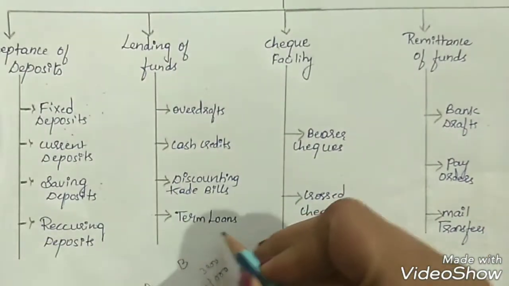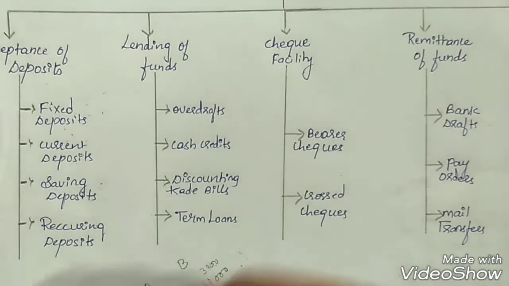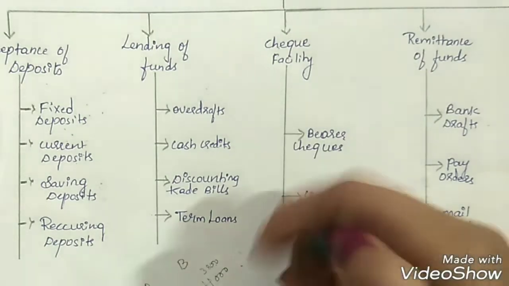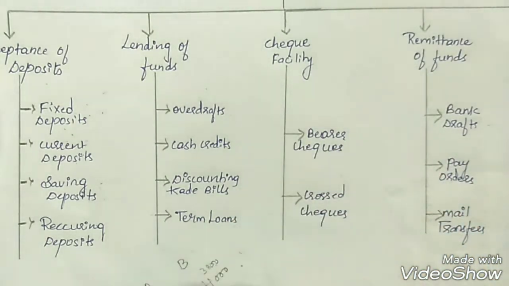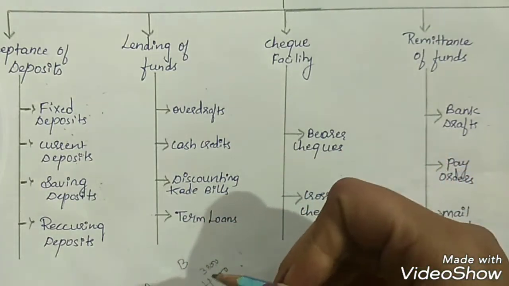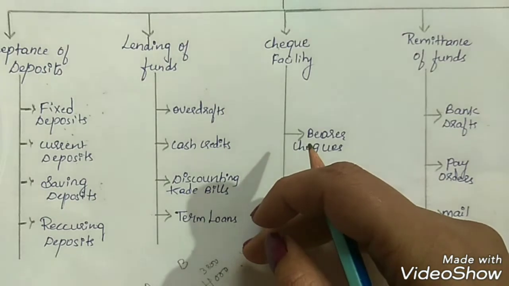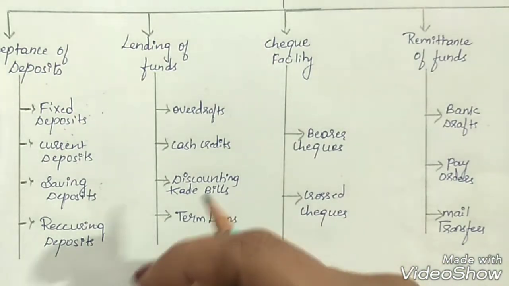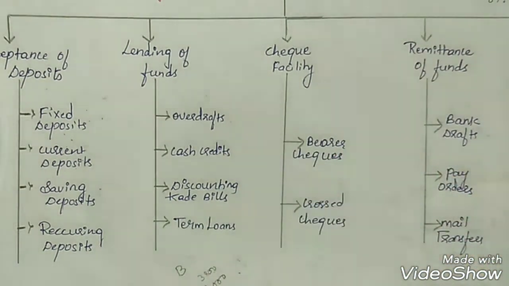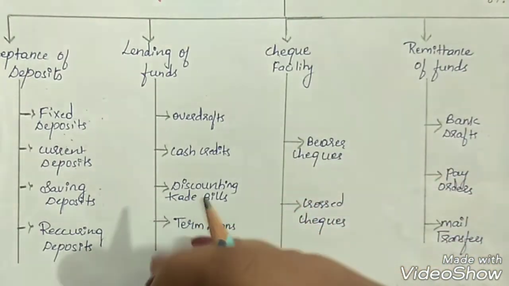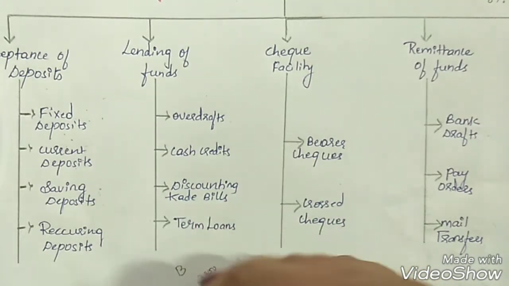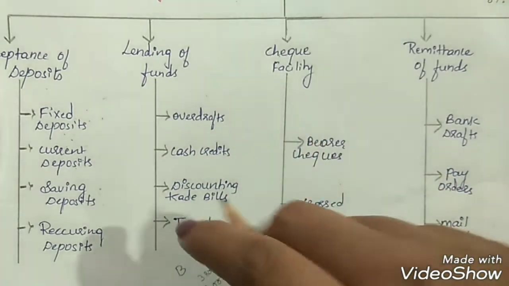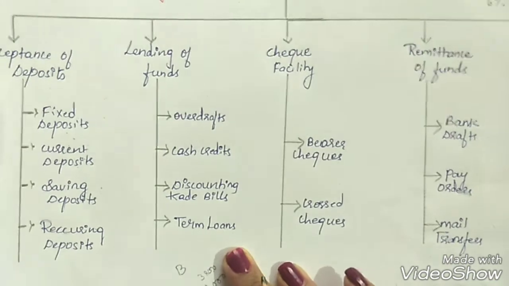Next, term loans. These are loans provided by the bank. They may be short term, mid term or long term. Short term loans must be repaid within 1 year. Mid term is between 1 year and 5 years. If we take the loan for more than 5 years, it is called a long-term loan. The interest rate differs for every term of loan. On short term it is more, on mid term it is medium, and on long term the interest rate is less. This is what we call loans.